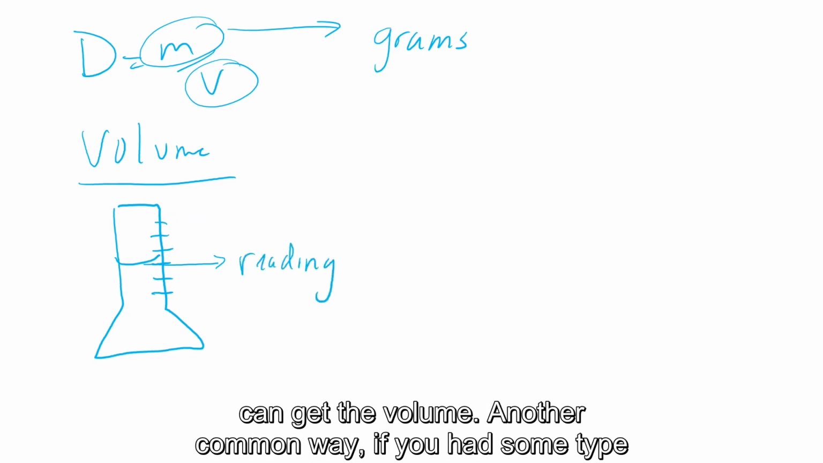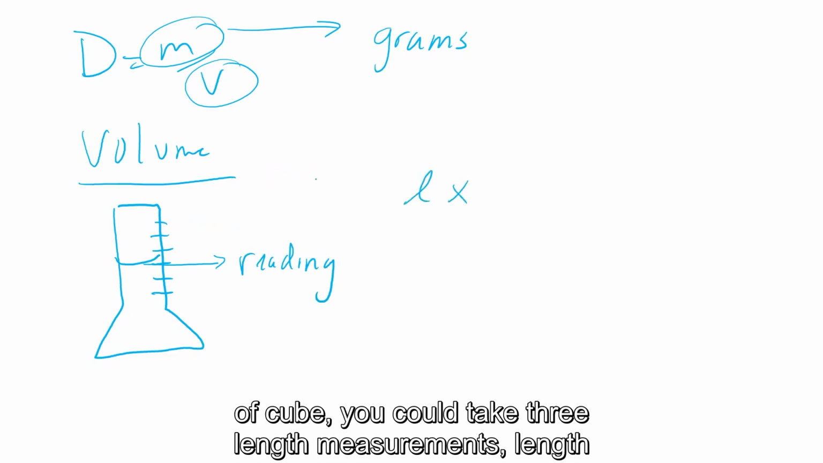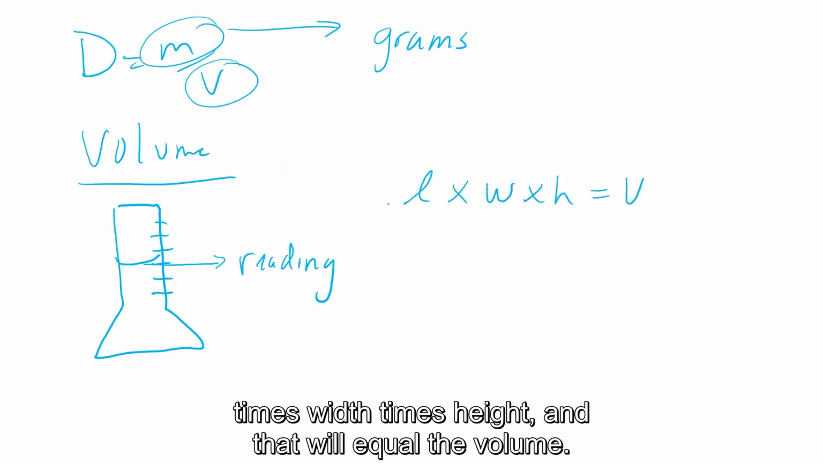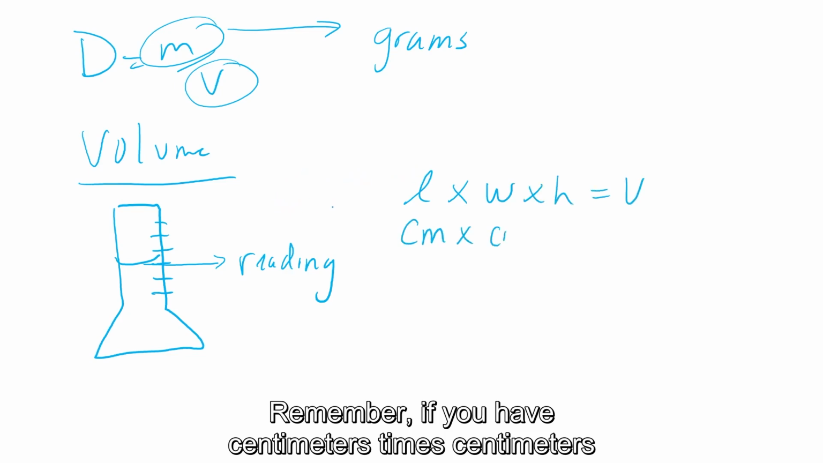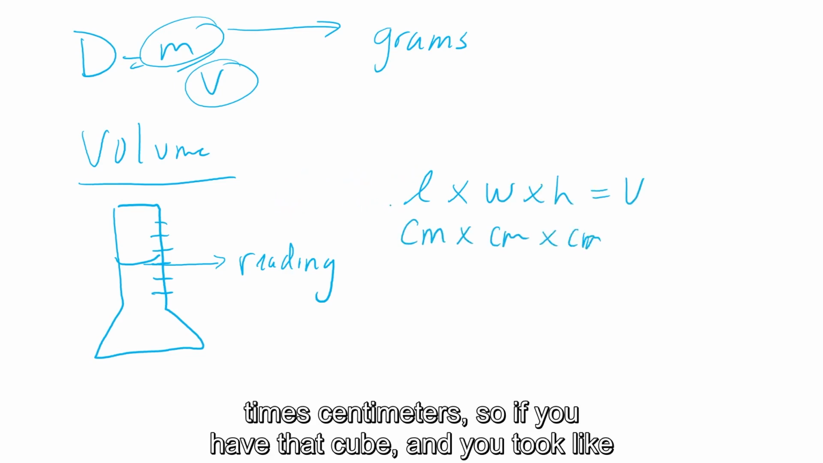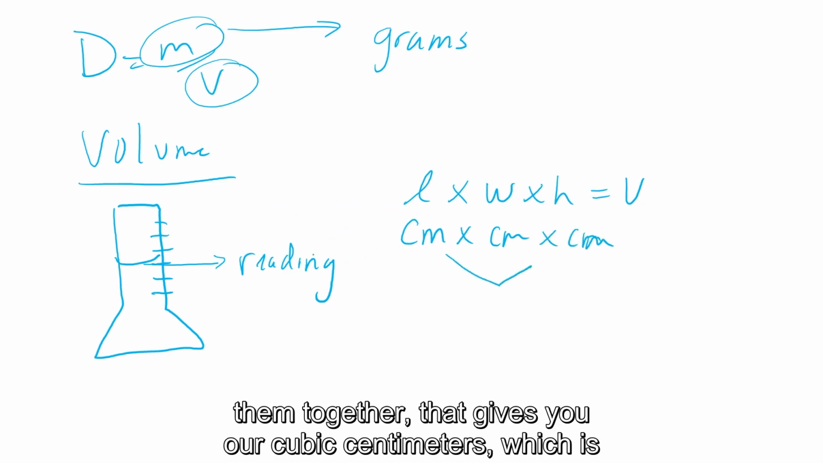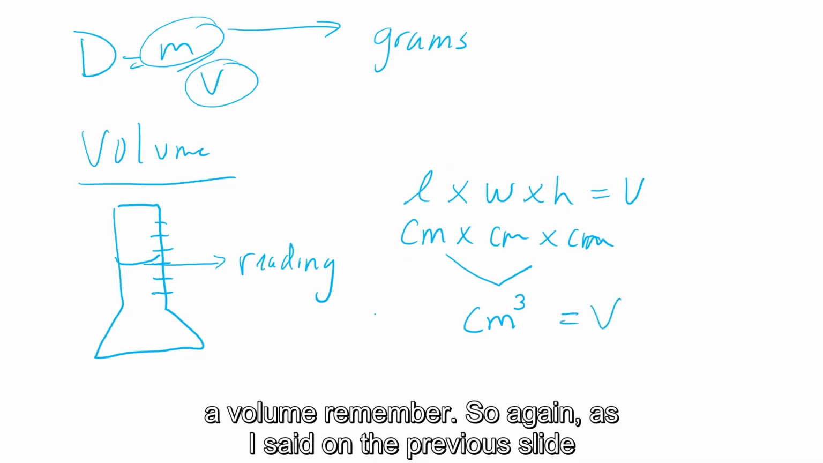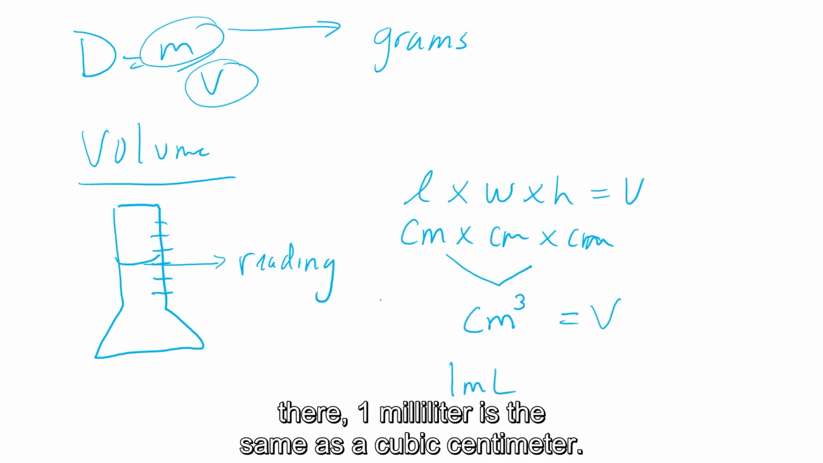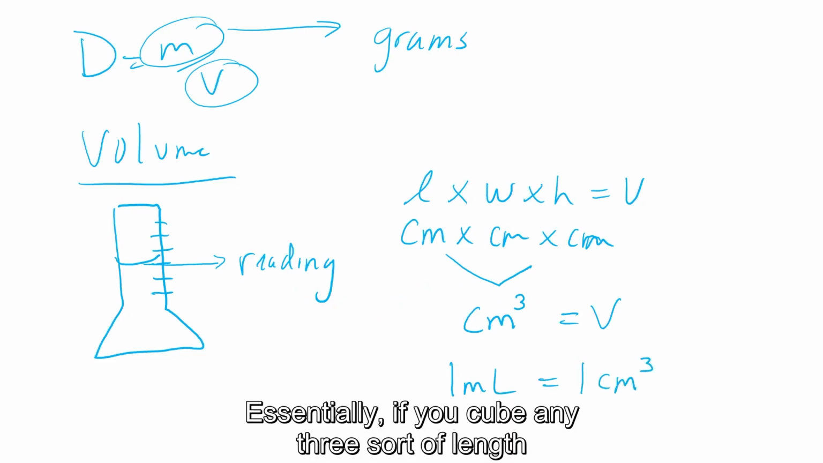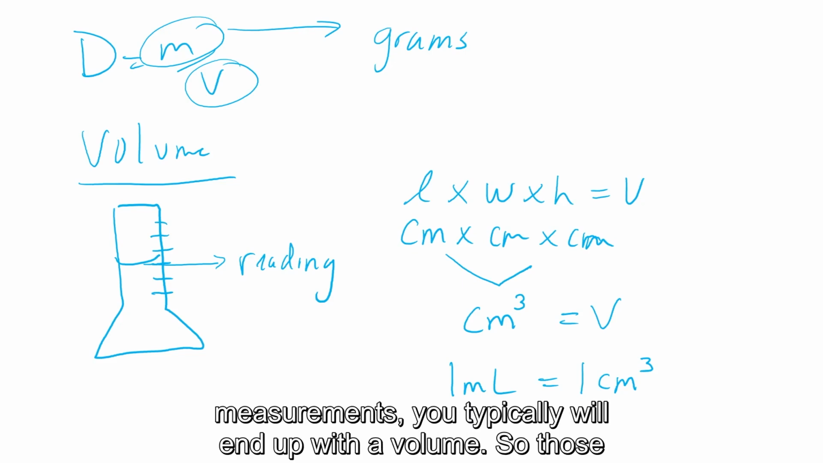It's a very common way you can get the volume. Another common way is if you had some type of cube, you could take 3 length measurements, length times width times height, and that will equal the volume. Remember, if you have centimeters times centimeters times centimeters, so if you had a cube and you took a ruler and measured in 3 directions, and you multiply them together, that gives you cubic centimeters, which is a volume. Again, as I said on the previous slide, 1 milliliter is the same as a cubic centimeter. Essentially, if you cube any 3 length measurements, you typically will end up with a volume. So those are 2 very common ways.